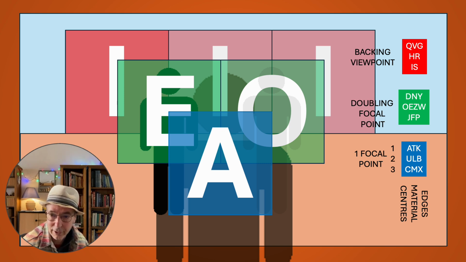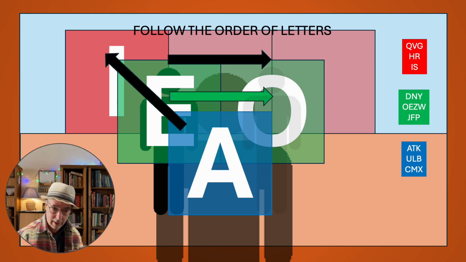In 3 dimensions, you have ATK, ULB, C, CMX in one focal point, where some of the letters will be in the middle, a bit further away, and so on, in 1, 2, or 3 points of reference. Or you have the double focus with the timing matters, how we time things. So these are the double focal points, and then the backing viewpoint is there as well. And of course, I try to keep an order in the letters so that I can read it.